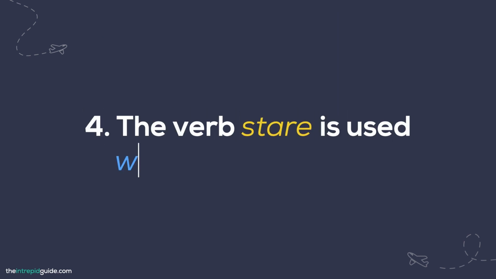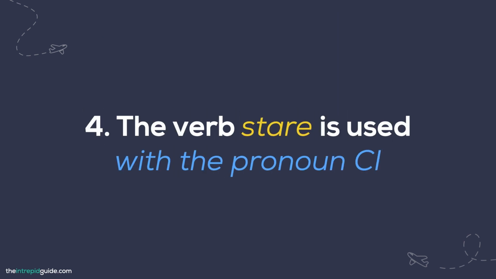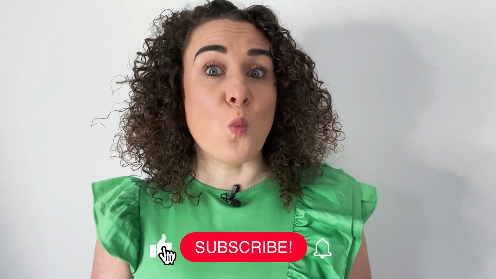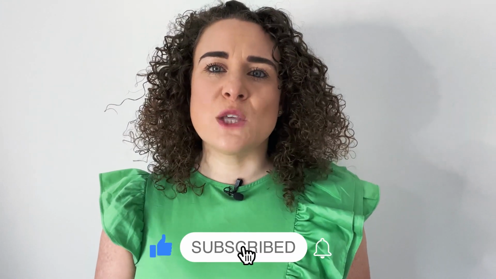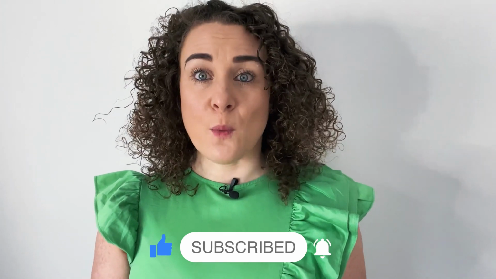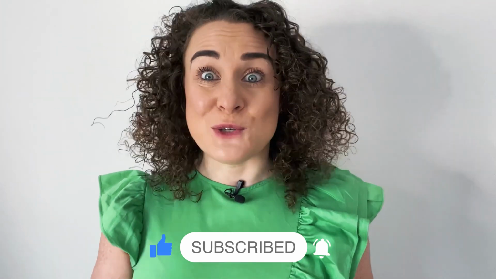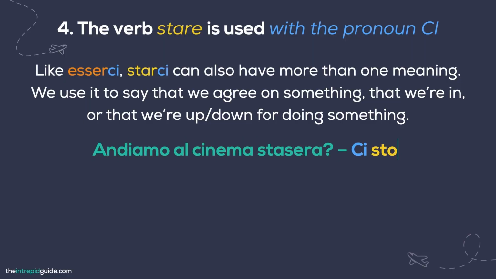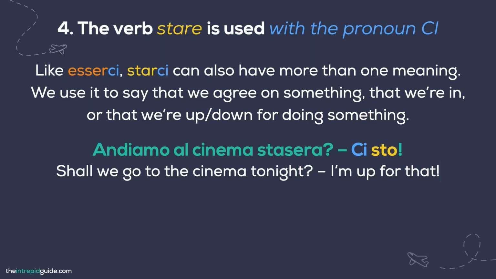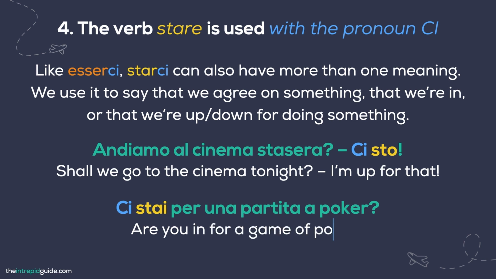The verb stare is used with the pronoun ci. Like esserci, starci can also have more than one meaning. We use it to say that we agree on something, that we're in or that we're up or down for doing something. Take a look at these examples. Andiamo al cinema stasera? Ci sto. Shall we go to the cinema tonight? I'm up for that. Ci stai per una partita a poker? Are you in for a game of poker?